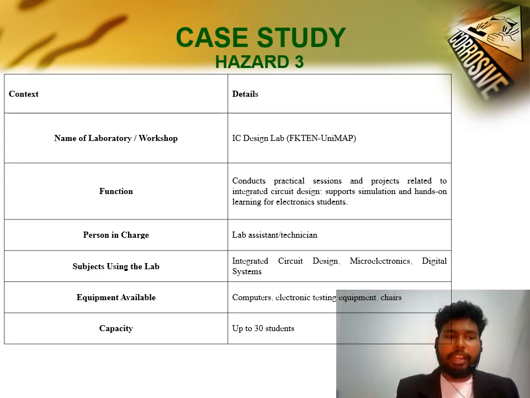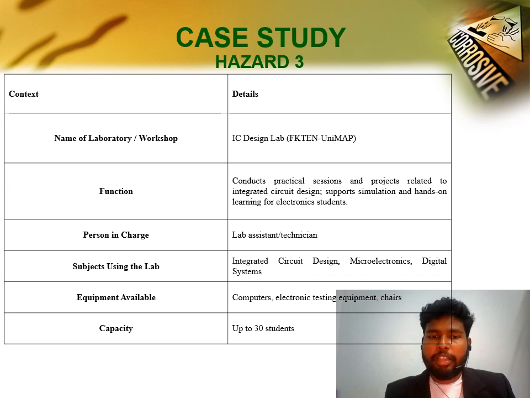Hazard 3 is the IC Design Lab from FKTEN. It's a lab where they study IC designing as well as conduct practical sessions and projects relevant to IC design. The person in charge is a lab assistant or technician, who will conduct various test equipment and possibly use computers with simulation software that can accommodate around 30 students.